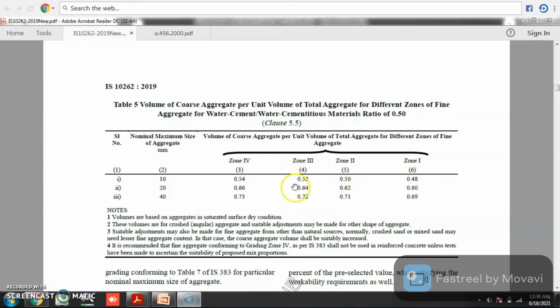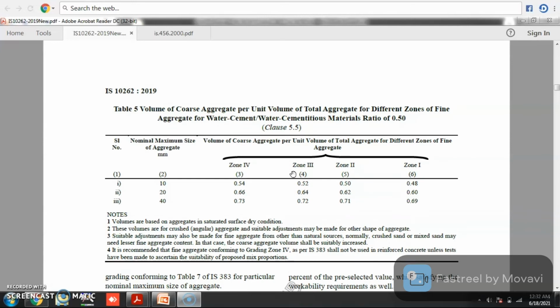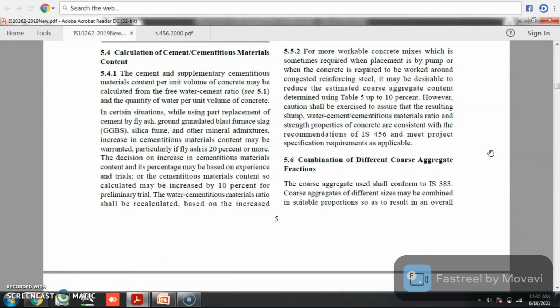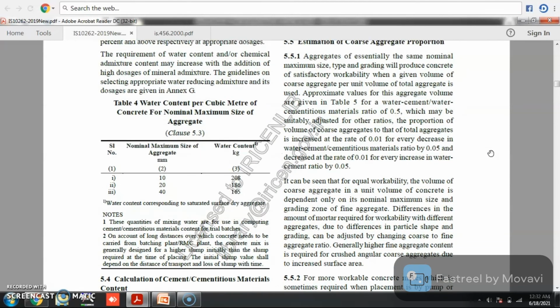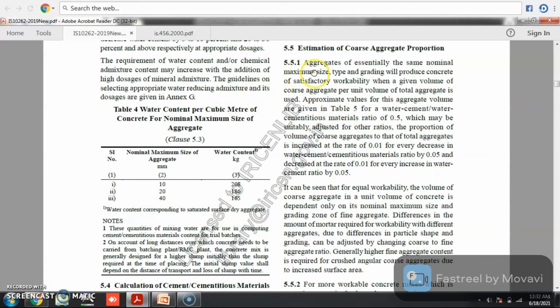The values given in this table are all for a water cement ratio of 0.5. So if your water cement ratio is 0.5, you can directly take this value. In most cases it won't be 0.5. If there is a difference between the water cement ratio of 0.5 and your value, you have to do a water cement ratio correction. So how to do this correction? It is given above, in 5.5.1.